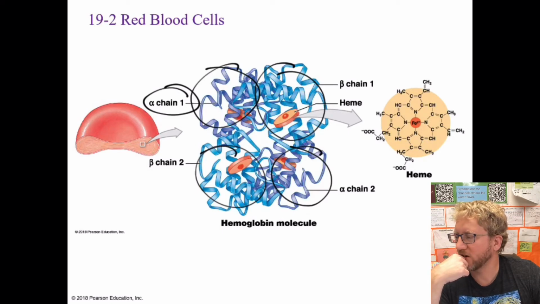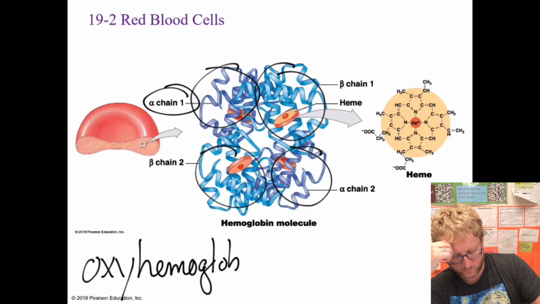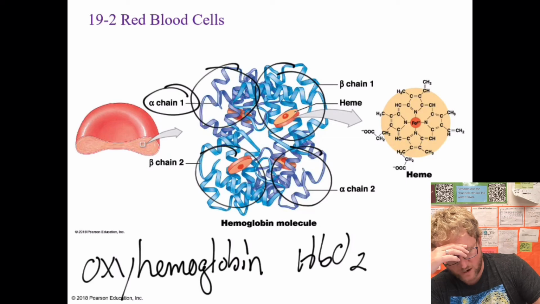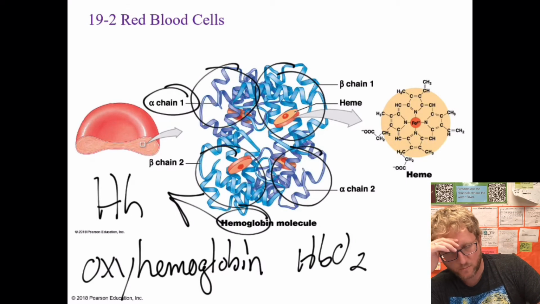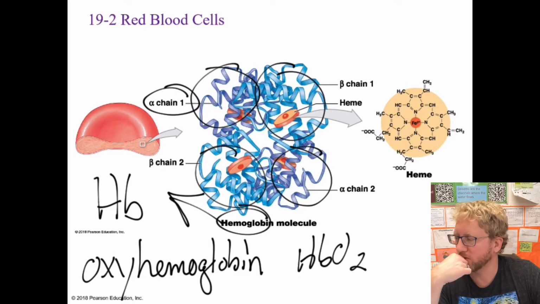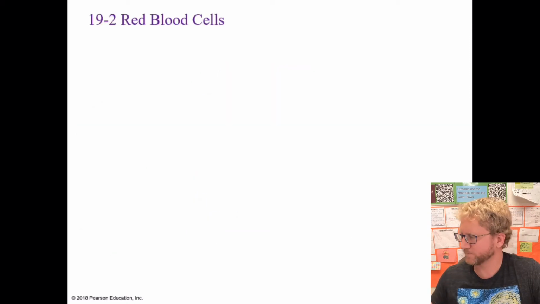The iron actually interacts with the oxygen to form a complex known as oxyhemoglobin, also known as HbO2. Now, hemoglobin can be shortened to Hb. So if you see that, just know that it's hemoglobin. Hemoglobin carrying oxygen, stuff like that, super important.